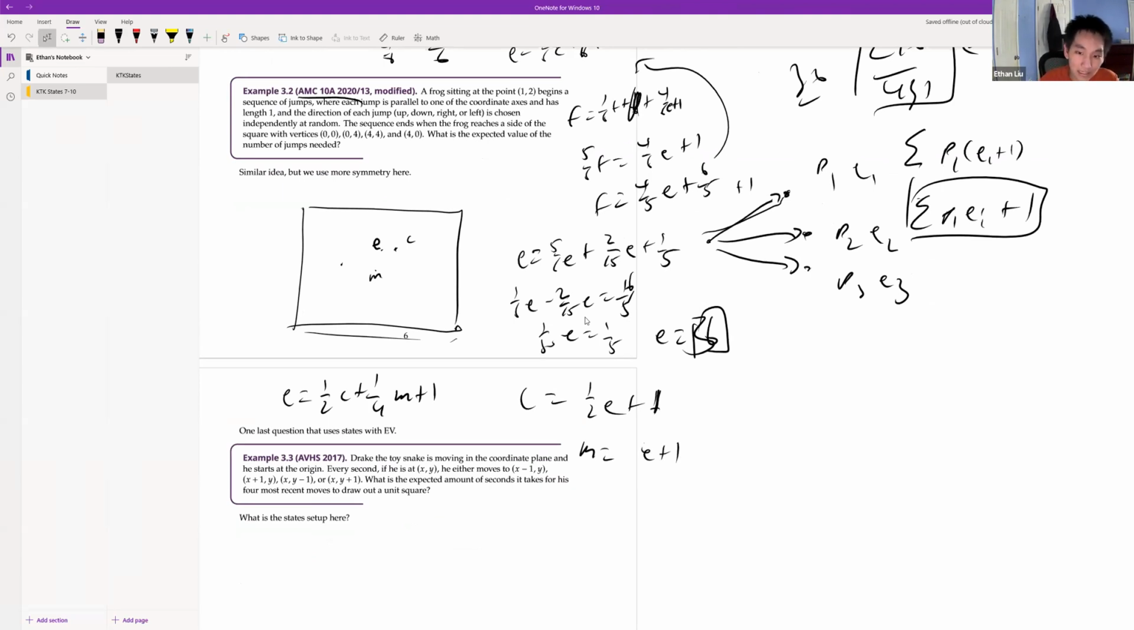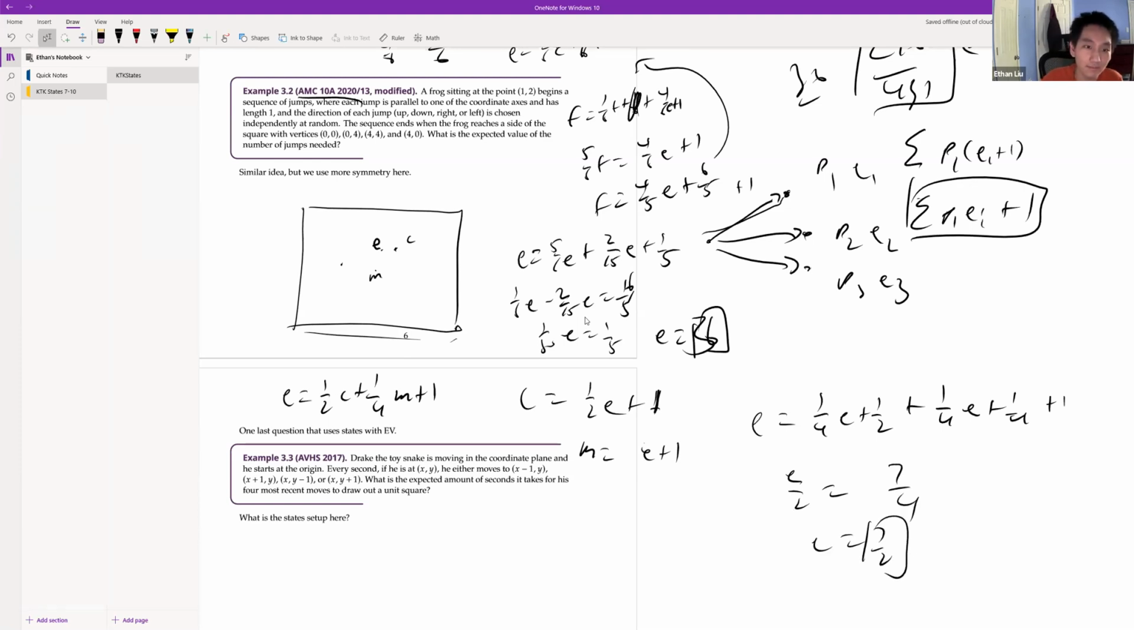So we can substitute all of these back. In fact, E is actually just going to instantly come out because we're going to get 1/4 E plus 1/2 plus 1/4 E plus 1/4 plus 1. And so that's E over 2 equals 7 over 4. So E is 7 over 2. So we expect to take 3.5 jumps.